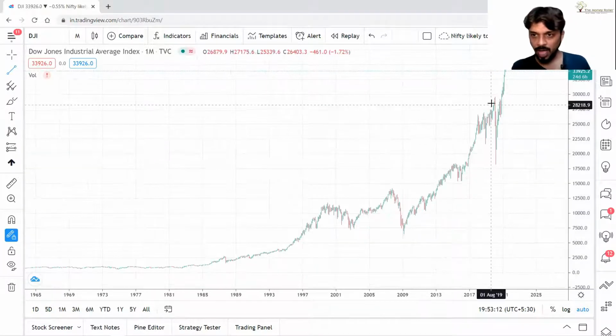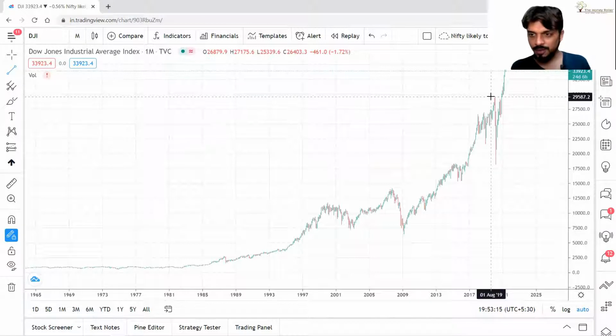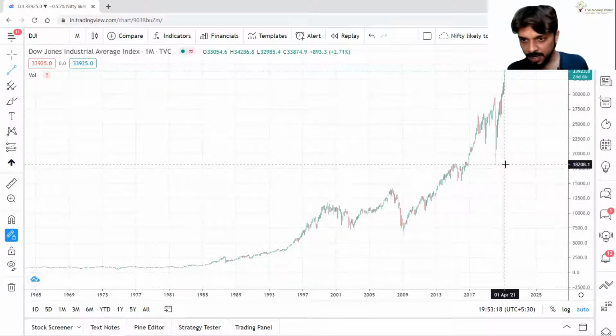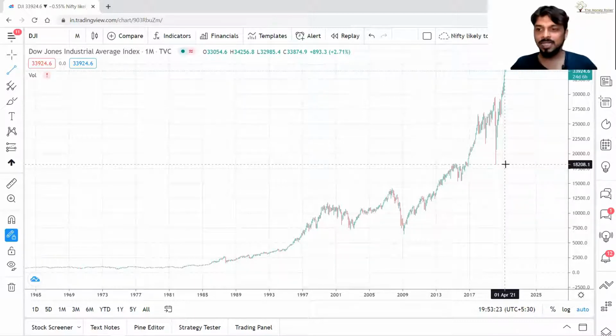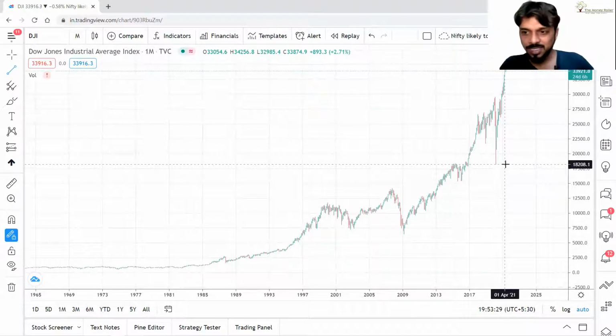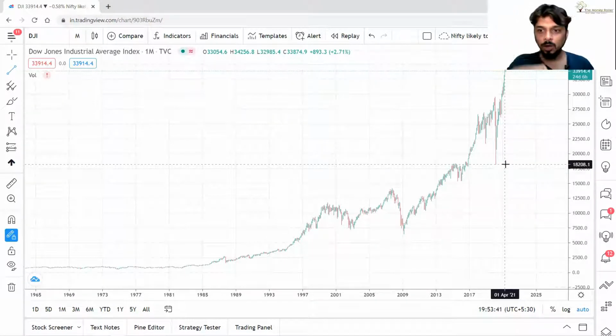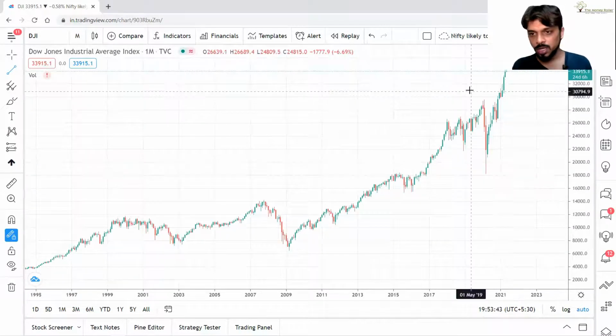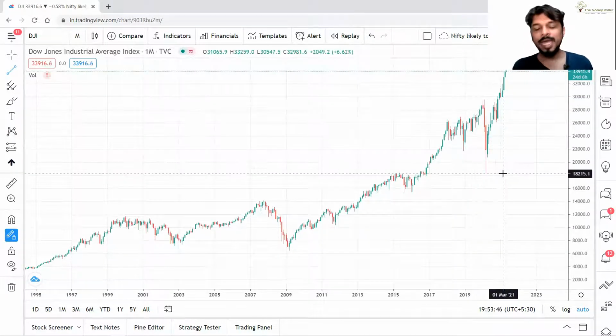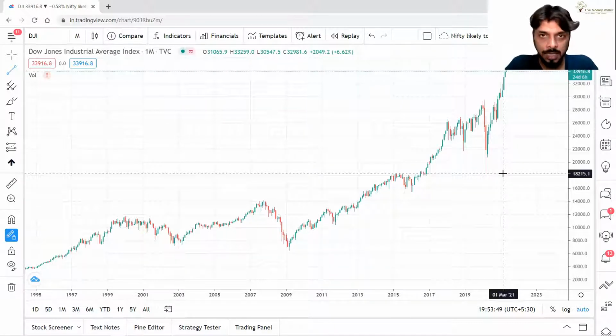Now have a look at this. Dow Jones fell from 29,500 till 18,200. Okay, 29,500 till 18,200. So if we round off these things, let's say Dow Jones fell by roughly 40%. Yes or no? Correct. From 30,000 something to 18,000 something. It fell by 40%.